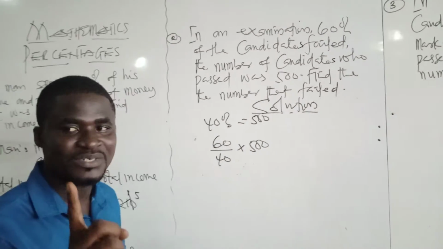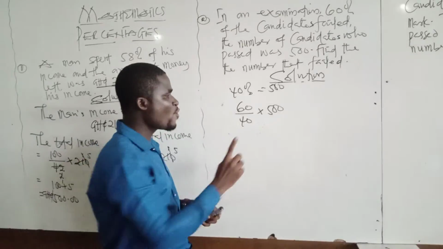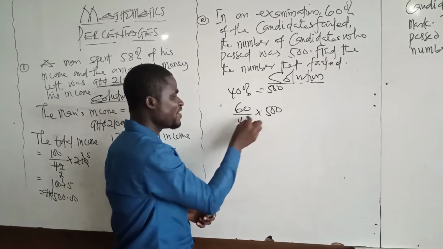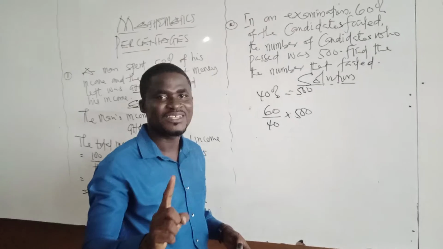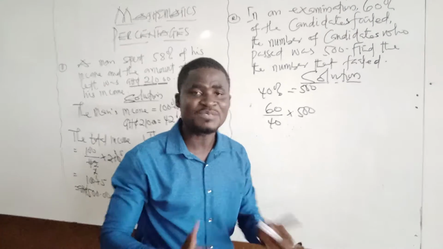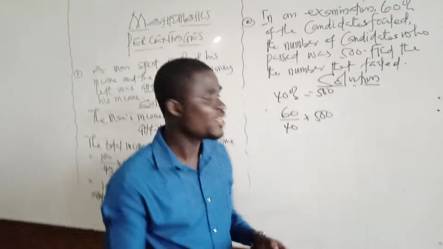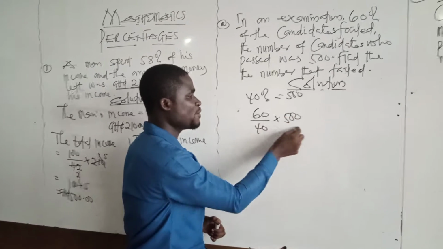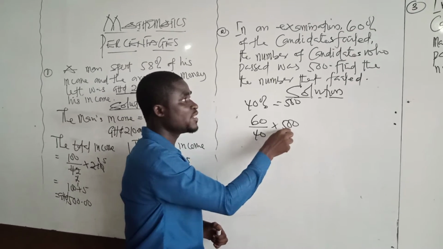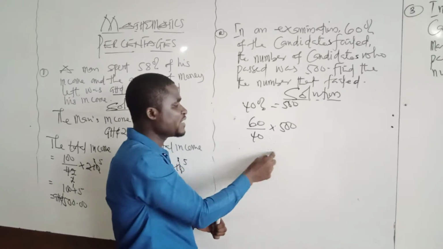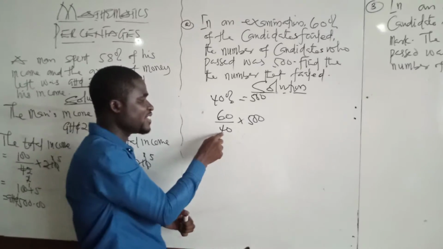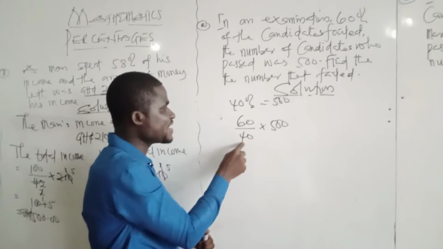I told you that, take note, whenever the figure here and the figure here are not equivalent, you are doing a consolidated job. That means you are wrong. So take note. Those who passed, in terms of candidates, were 500. In terms of percentage, they are 40%. So 40% is equivalent to 500 candidates.